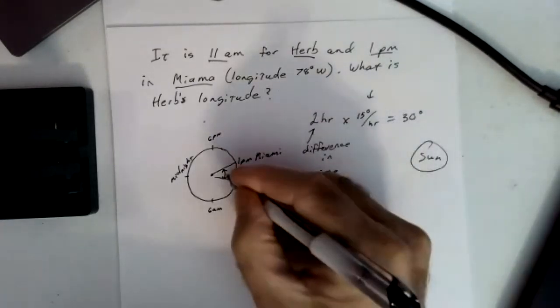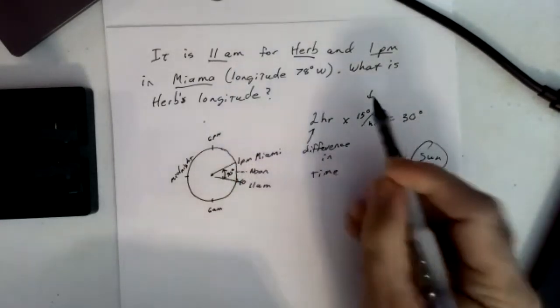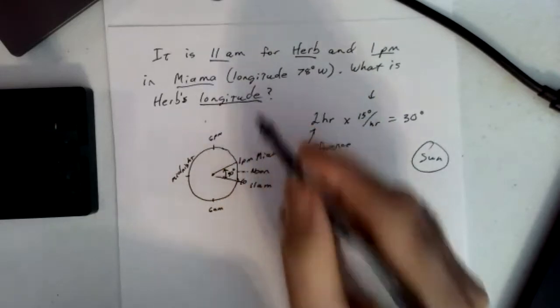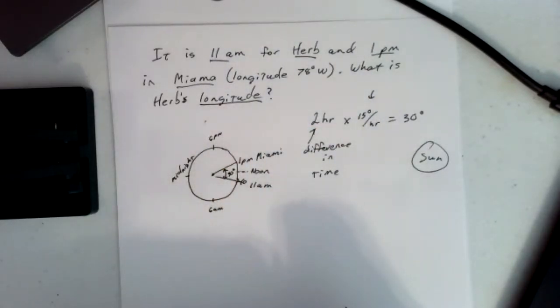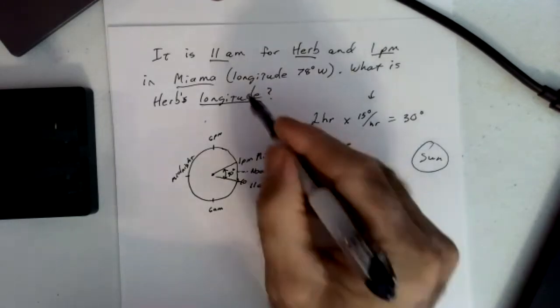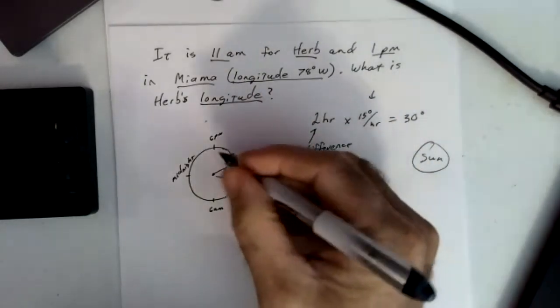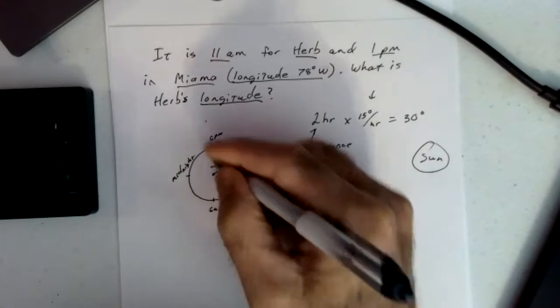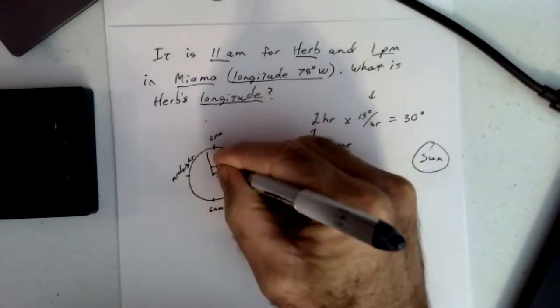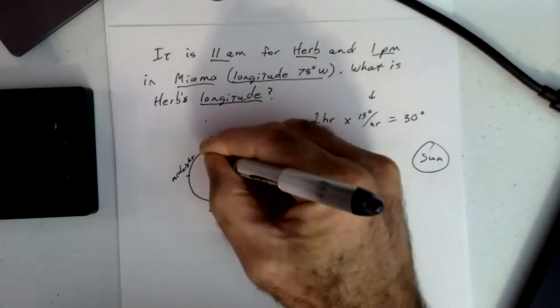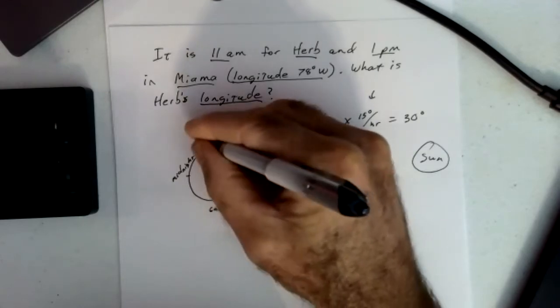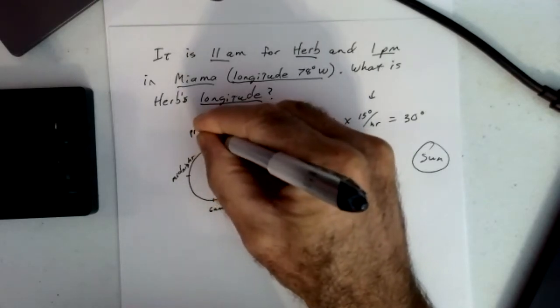And then I know that this angle is 30 degrees, but I didn't ask that. It's asked what is Herb's longitude. Remember, longitude is always measured from the prime meridian, from England, essentially. So I have to figure out where England is. Well, I do that by using the known longitude. So Miami is here. I'm going to go over here, 78 degrees. And this is 0 degrees, or the prime meridian is right here.